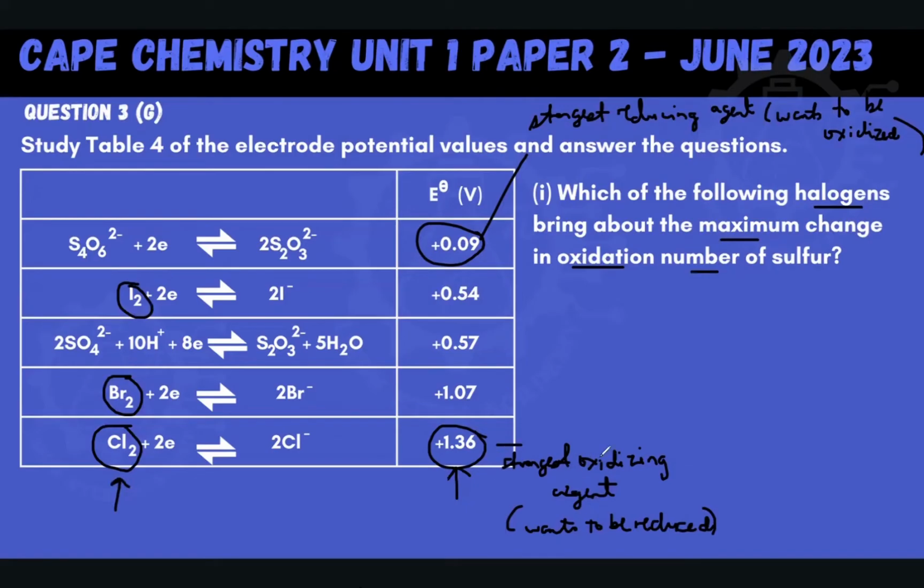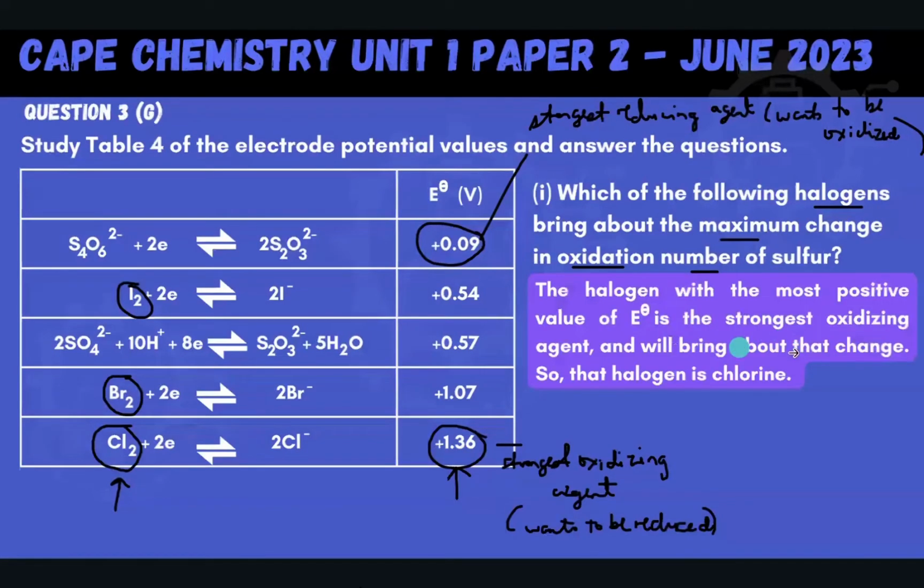So it's going to bring about oxidation in the sulfur and change its oxidation number by the most, while it itself will get reduced, okay? So this is our answer here then. That the halogen with the most positive value of standard electrode potential will bring about that change, right? And so that one is chlorine. That halogen is chlorine, okay?